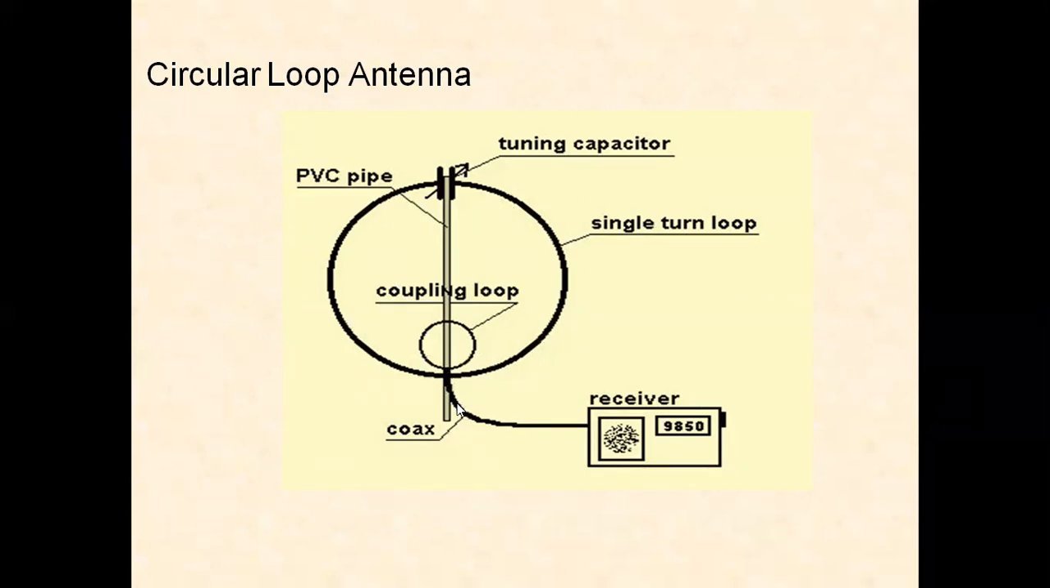Through coaxial cable, through coupling, it is connected to the receiver when this antenna is used as a receiving antenna. We have the tuning capacitor for the signal to induce into the receiver. And this is a single turn. This coupling loop is provided for impedance matching. This PVC pipe is for support. Through coaxial cable, it is connected to the receiver. The formation of the circular loop is simple, so the most widely used antenna is the circular loop antenna.